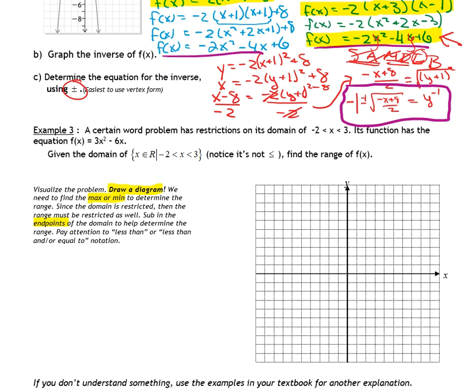So let's start with drawing the diagram. Now I have an x and a y axis here, I have a grid here, but I have no scale on it, so I'm going to put my scale on. When I look at the question, I can see that it's a quadratic.